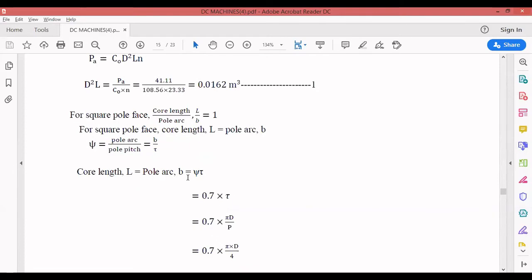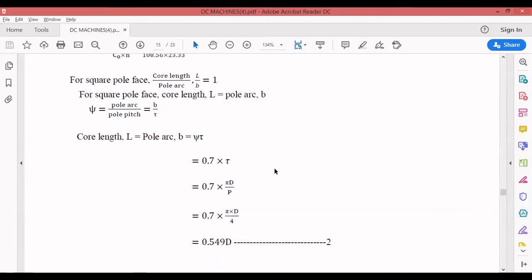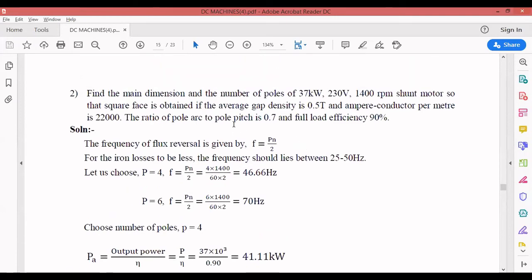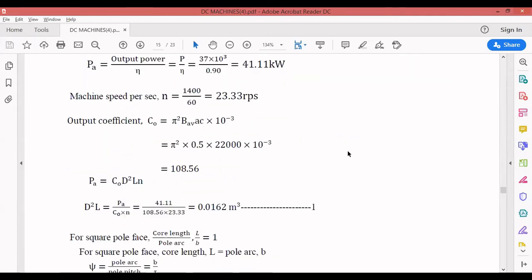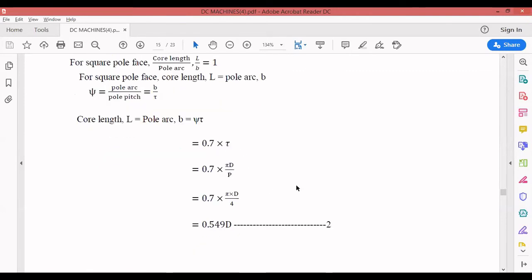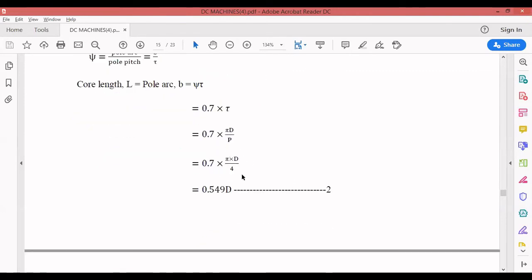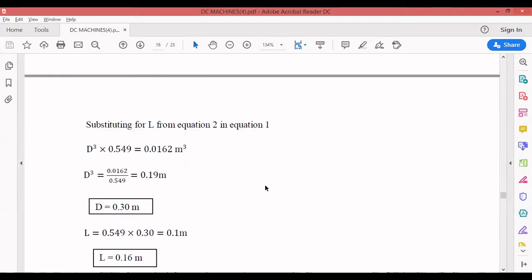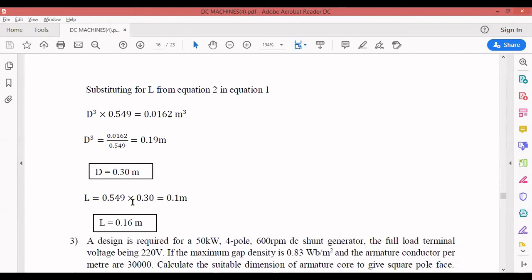Core length is equal to b, nothing but psi tau. Psi tau here, it is given what? The ratio of pole arc to pole pitch, psi, is given as 0.7. So 0.7 into tau. Tau is nothing but what? Pi D by p. 0.7 into pi D by 4. Then what you get? 0.549 D. So using equations 1 and 2, you can calculate D and L of the machine.